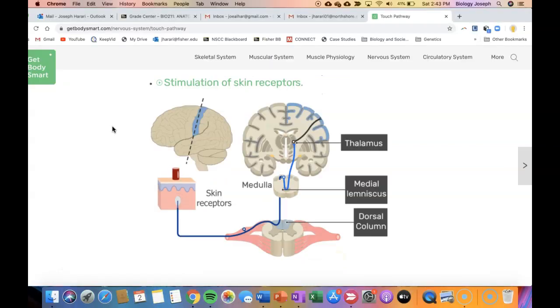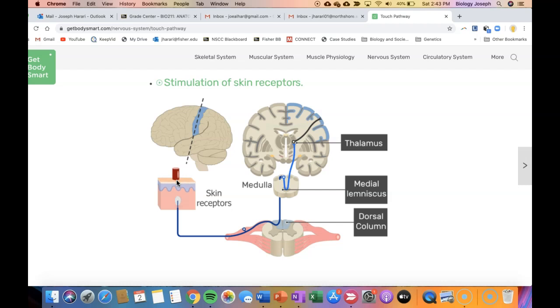So here I am at the Get Body Smart website, and I just want to illustrate the 3 steps to the touch pathway. So this is showing how a receptor in the skin is going to signal to the brain that it's been touched, it's been contacted. And how does the brain project that back, so that we are actually aware that our skin has been contacted?